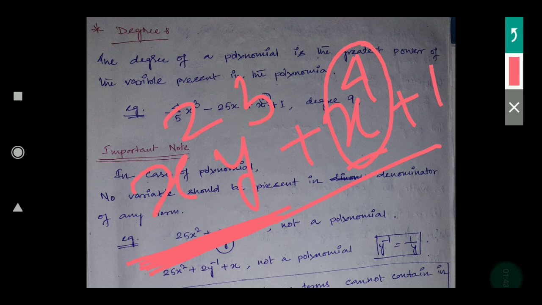In this term, all the variables' powers will be added. Here the power is 2 and here the power is 3. So altogether the power is 2 plus 3, that means 5. In this term your variables' power is 5, here your power is 4, and here the power is 0. So what will be the highest power? That is 5. So the degree of the polynomial is 5.